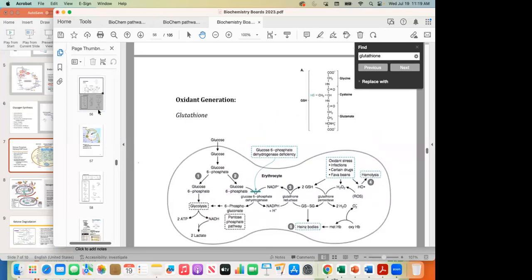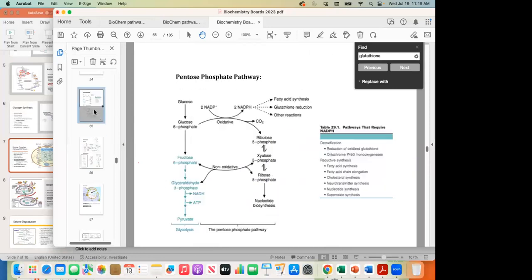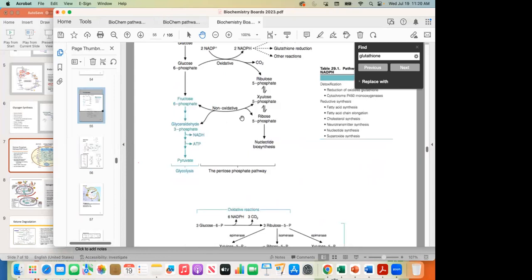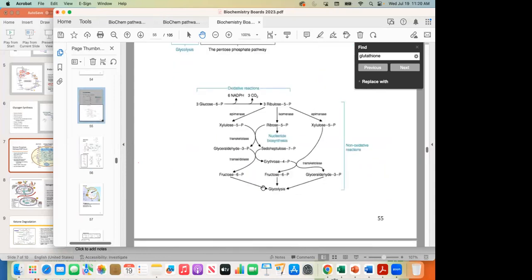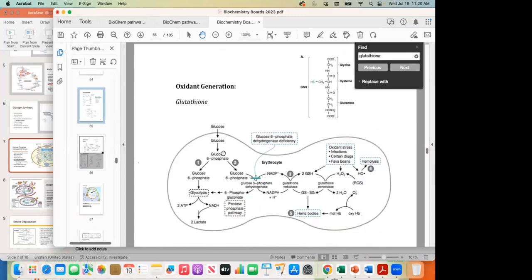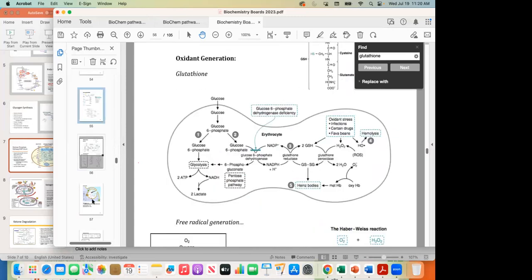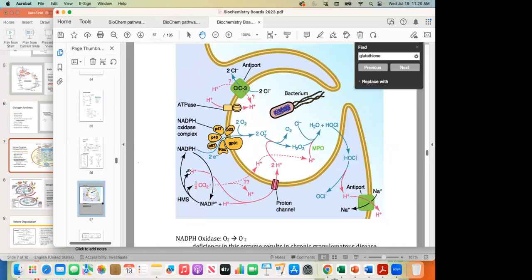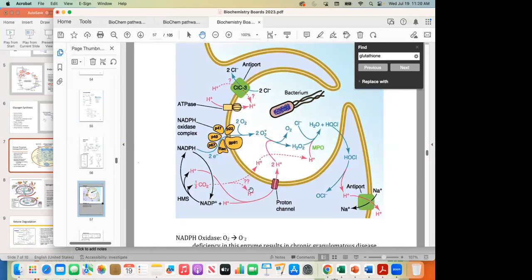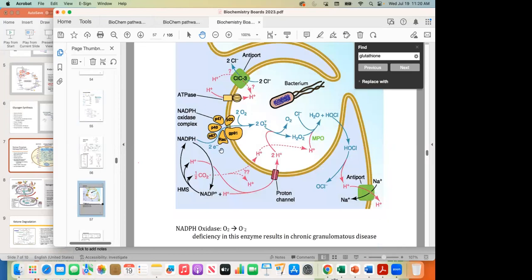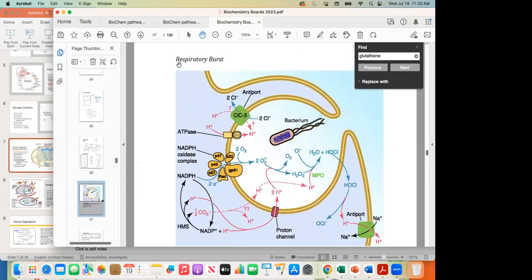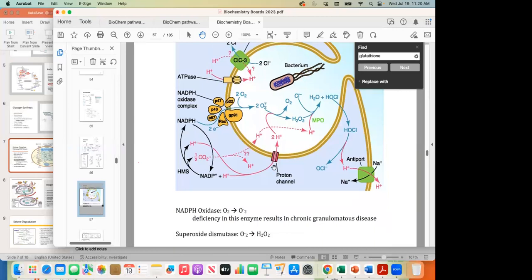Cool. This was actually a great time, and I'm glad we went here next because that's where our pentose pathway is, so it makes sense. So again, pentose phosphate pathway, then we got into our oxidative reactions, and that led us down to oxidant generation. Another component, if you want to look at where NADPH can be used, you can see it used in these respiratory burst reactions. This is another way that NADPH oxidase can be used.